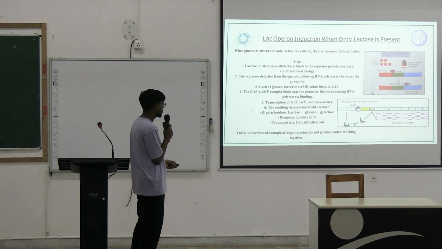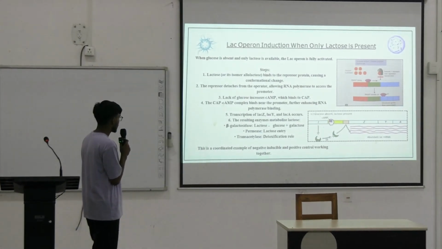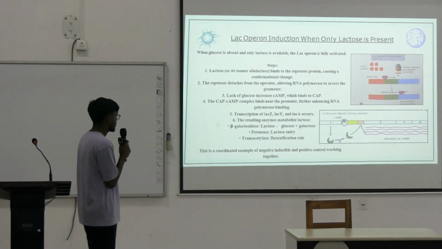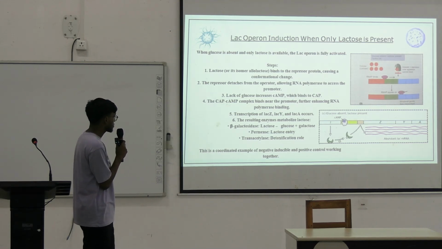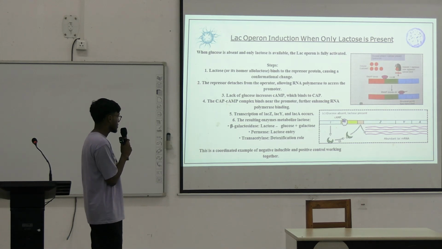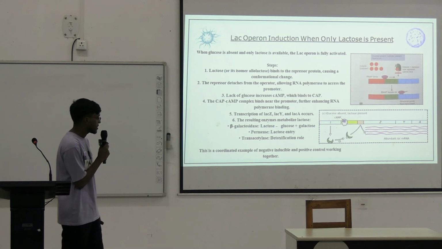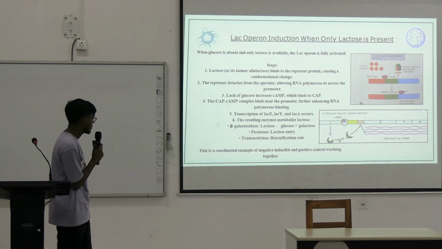Lac operon induction when only lactose is present. When glucose is absent and only lactose is available, the lac operon is fully activated. The steps are: lactose or its isomer allolactose binds to the repressor protein, causing a conformational change. The repressor detaches from the operator, allowing RNA polymerase to access the promoter. Lack of glucose increases cAMP, which binds to CAP. The CAP-cAMP complex binds near the promoter, further enhancing RNA polymerase binding.